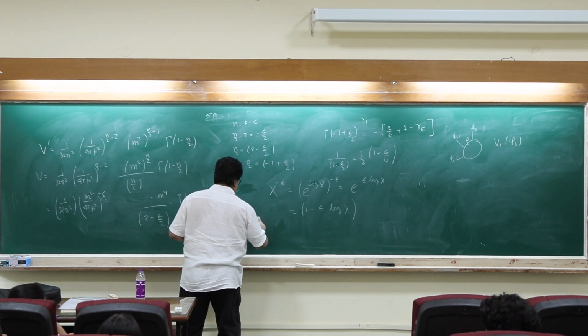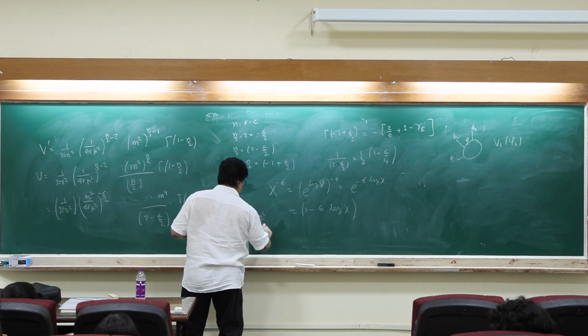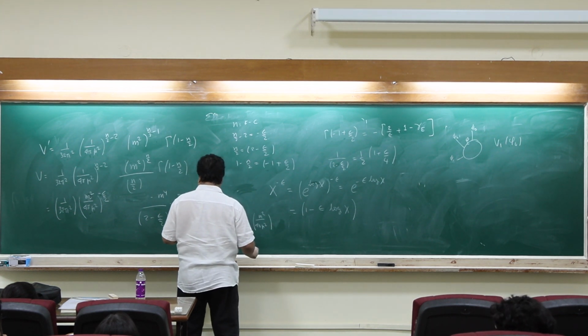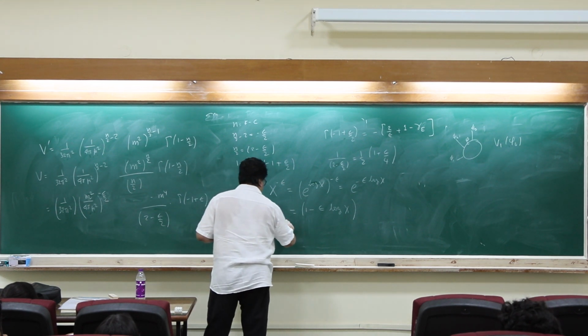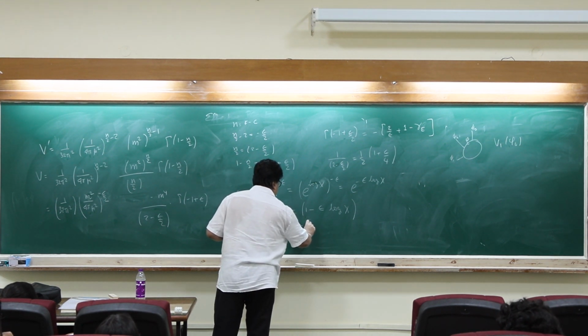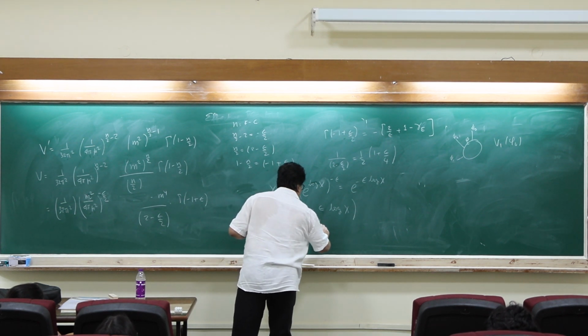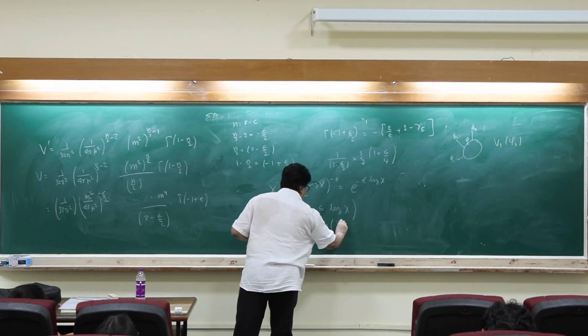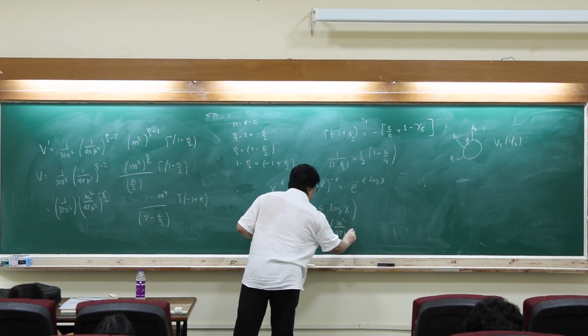So, where was I? We had this m square upon 4 pi mu square. This will be 1 minus, here instead of epsilon we have epsilon by 2, log of m square upon 4 pi mu square.